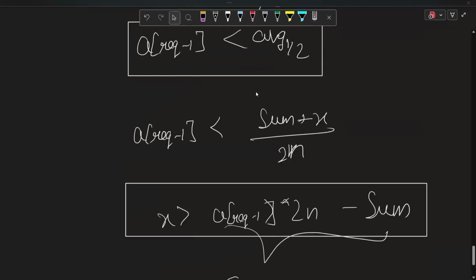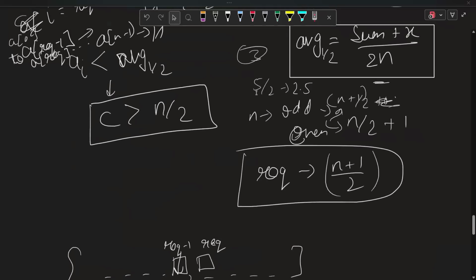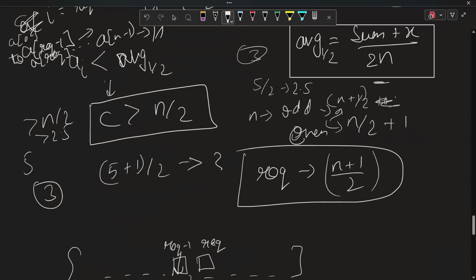Yeah, for odd and even case, as I said, this was my required. For odd case, it was n plus 1 by 2. Like if you have 5, what is the required? How many people should be unhappy? 3 people should be unhappy for it to be greater than n by 2, which is 2.5. So that's why if we do 5 plus 1 by 2, we would get 3. So for odd, it's n plus 1 by 2.